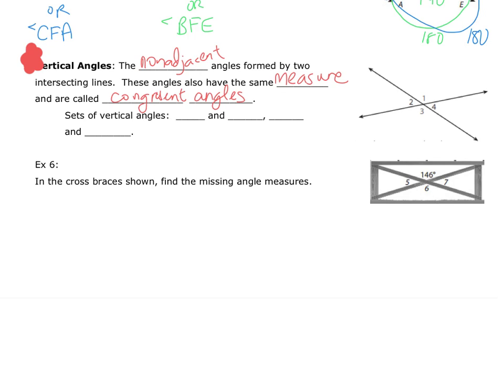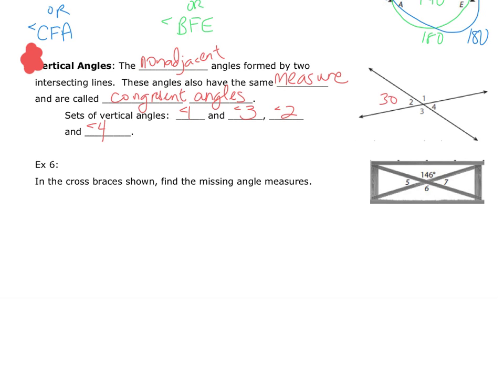So looking at our picture on the far right, we have a bunch of different angles over there. And our vertical angles have to be non-adjacent. So remember, adjacent means that they share a vertex and a side, so 1 and 2 cannot be vertical angles. It would actually be 1 and 3. And the other set could be angle 2 and angle 4, and they are congruent to each other.